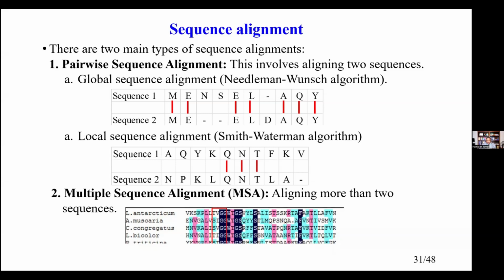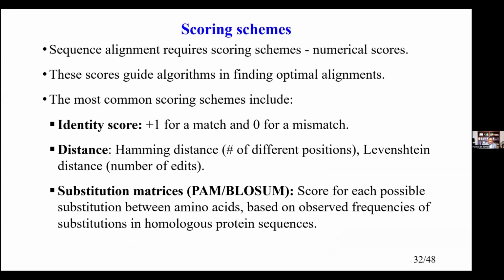Multiple sequence alignment is where there are multiple sequences and we need to align all of them simultaneously. So we will get this alignment, and each one has its own application. For that, we need some kind of scoring mechanism to score this kind of alignment. One of these is the identity score, and we also use distance, like Hamming distance.